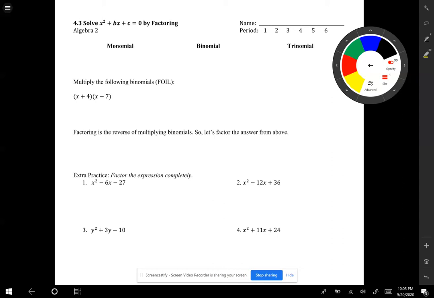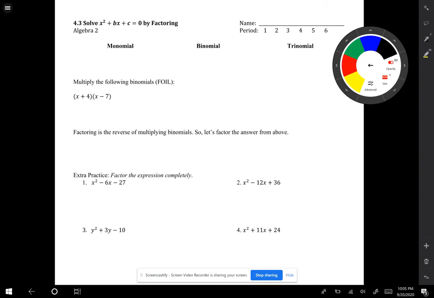Hello, Algebra 2 students. Today we are going to do 4.3 and 4.4 notes. We are going to learn about a concept called factoring. This is a skill that you learn in second semester of Algebra 1, and so we are going to do a refresher and add on to more stuff.